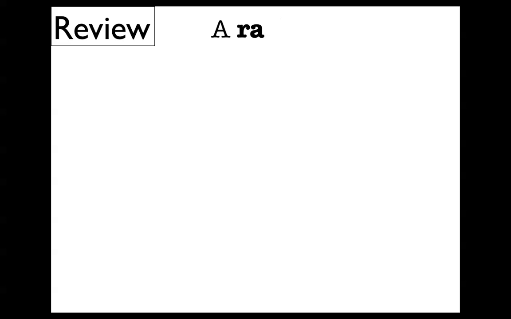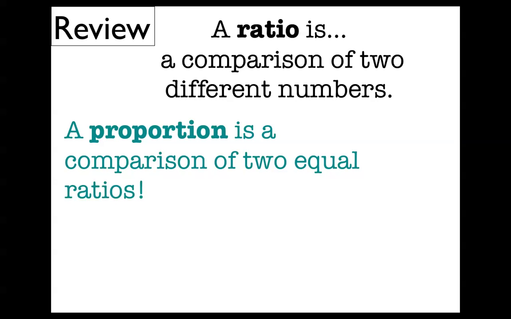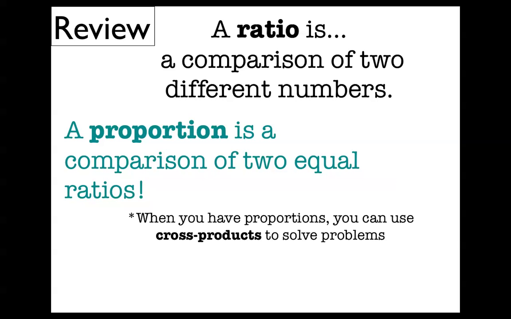Okay, just to review, a ratio is a comparison of two different numbers. A proportion is a comparison of two equal ratios. And when you have proportions, you can use cross products to solve problems. That's really all we got to do today.